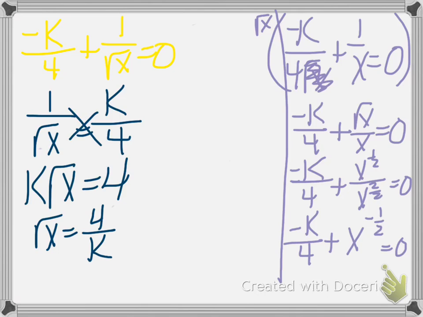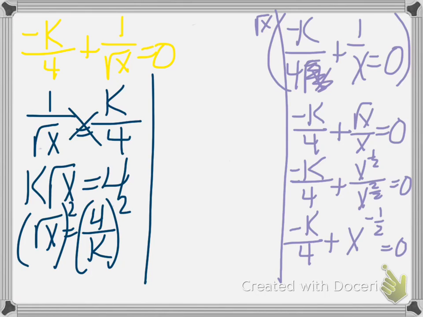I think you should be impressed that I have the patience to go through all this. And then you're going to square each side, right? So I'm going to square this side, and I'm going to square this side. When you square a square root, you're just left with what's inside, which is x. When you square 4, you get 16, and when you square k, you just get k squared.